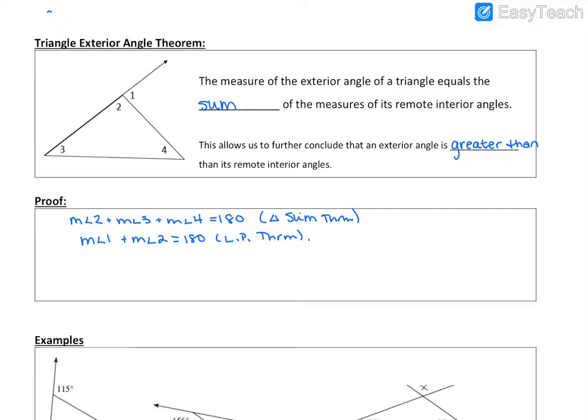So we know then that since both of these are equal to 180, we can set these two sides equal together. Then we have the measure of angle 1 plus the measure of angle 2 equals the measure of angle 2 plus the measure of angle 3 plus the measure of angle 4. And all we're doing there is substituting.